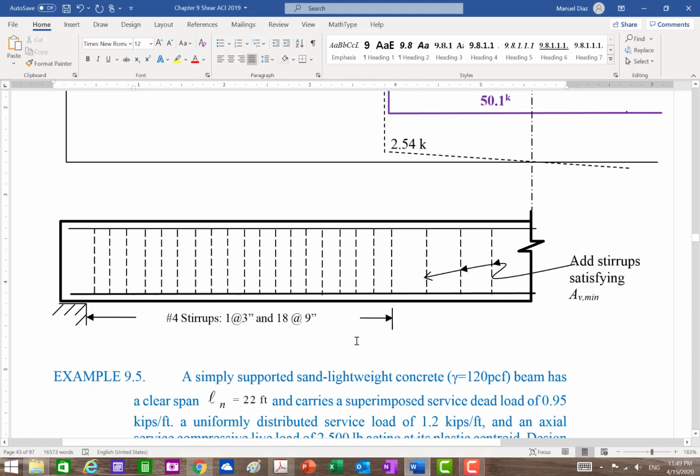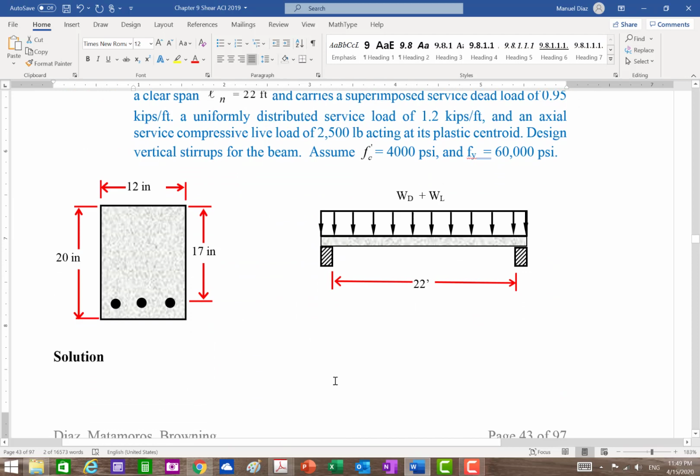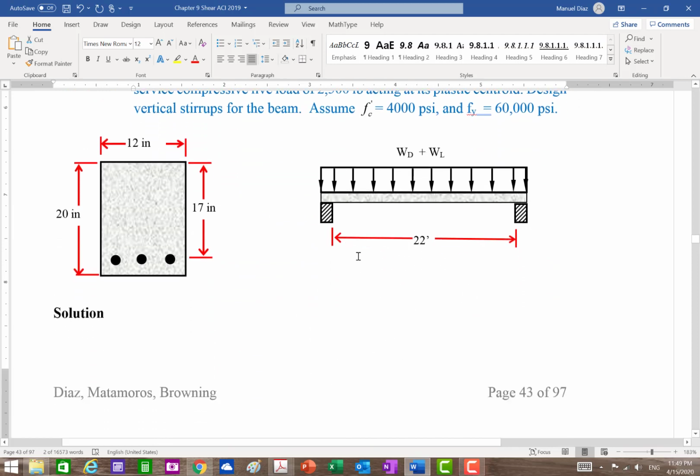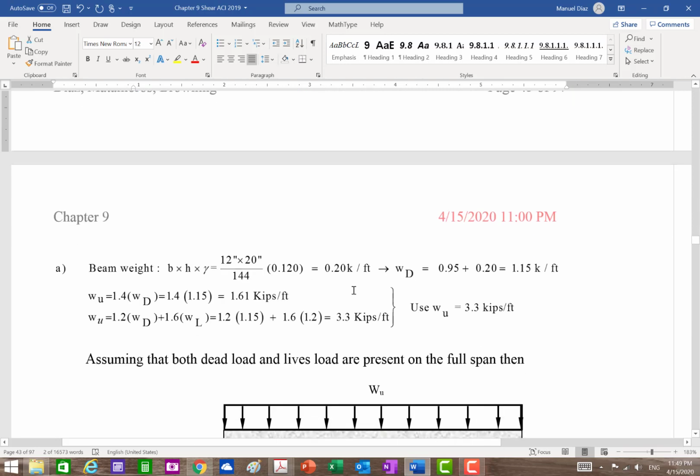So that's that example. 9.5, the only difference here is this word, right? Sand lightweight concrete. Okay? How are we going to use that? That's all. The rest is the same. So again, you got your dimensions given, you got your L here from the face of the supports already. You don't have to worry about finding the value. I already explained how to do it. You have a bearing.